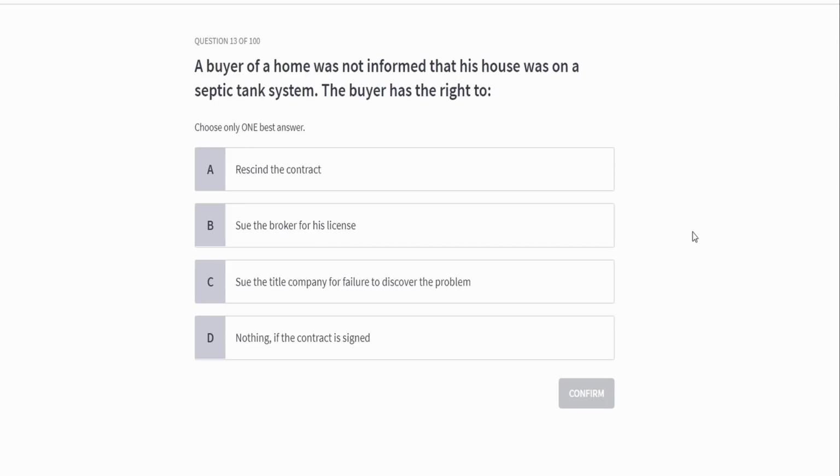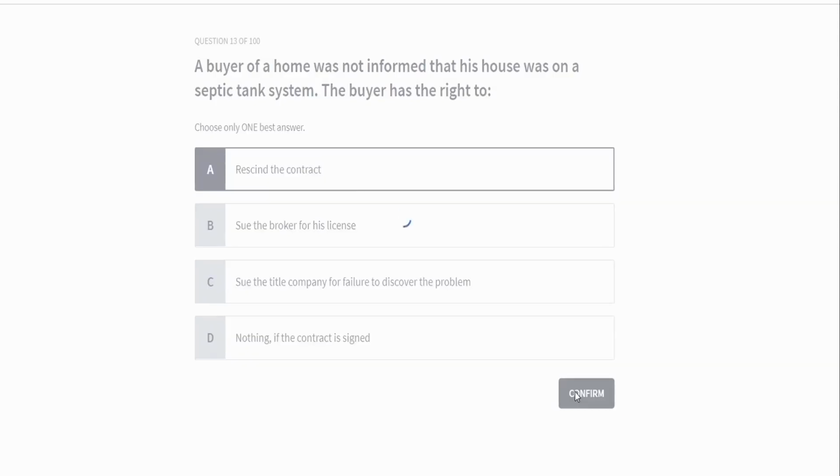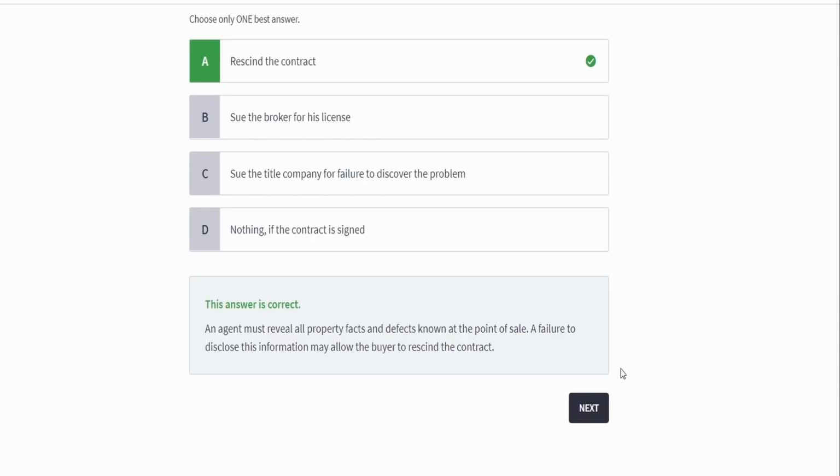Alrighty, so what's our answer for this one? It's going to be A. That's right, rescind the contract. So the important takeaway with this one is an agent must reveal all property facts and defects known at the point of sale. Failure to disclose this information may allow the buyer to rescind the contract. That's super important. So the bonus takeaway to this question is just make sure when you guys are out there, you are disclosing all the information that is necessary at the point of sale.